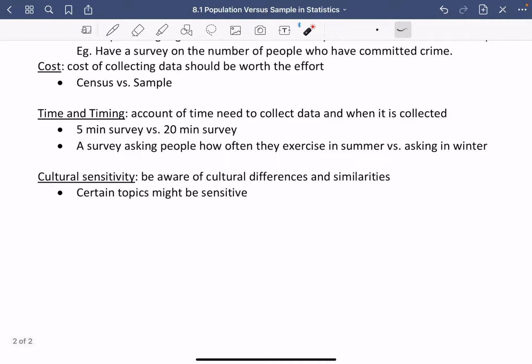And last one, cultural sensitivity. Well, you need to be aware of cultural differences and similarities. Certain topics may be sensitive to some groups. So when putting a question in a survey, you need to be considerate.